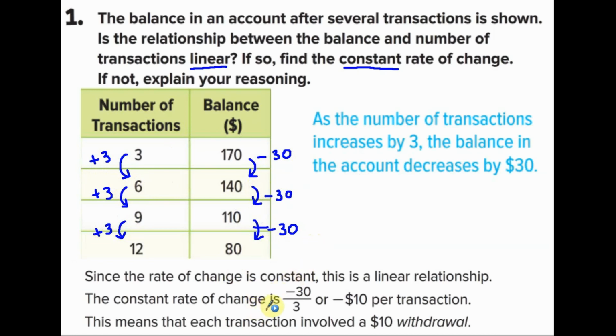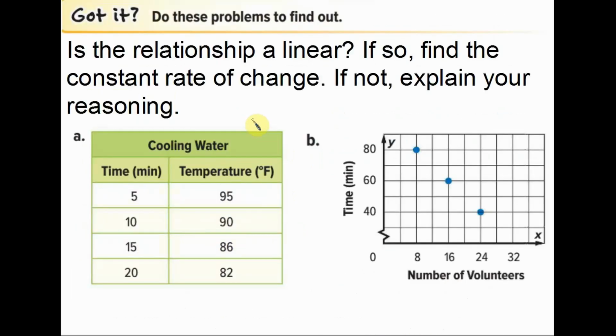The constant rate of change is negative 30 over 3. Or if you simplify, it becomes negative $10 per transaction. This means that each transaction involves a $10 withdrawal. For the next problem, is the relationship linear? If so, find the constant rate of change. If not, explain your reasoning. So let's practice just one more time with a table, and later we'll practice with the graph.